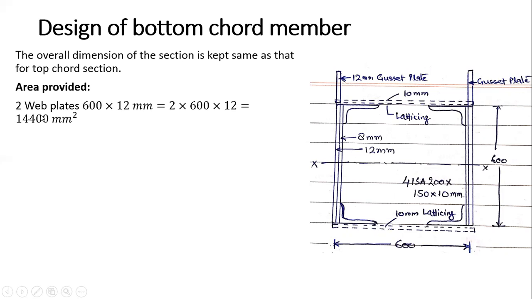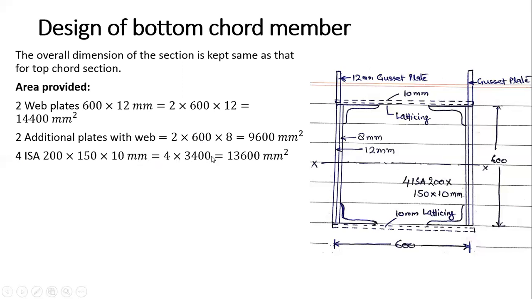So area provided will be how much? 2 web plates. How much? 600 into 12. So this is my 600 and this is 12. Okay, so this is my area. 2 additional plates with the web. This is my additional plate, 8 here and 8 here. So 2 into 600 into 8. This is my area. 4 angles. Area of one angle, this one. Total is this one. So the total area comes out to be this much.